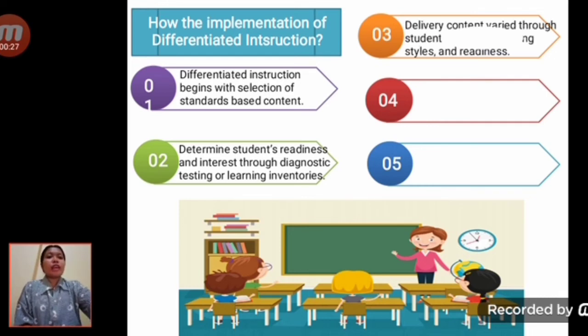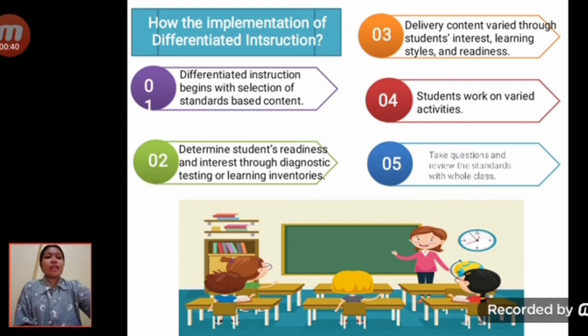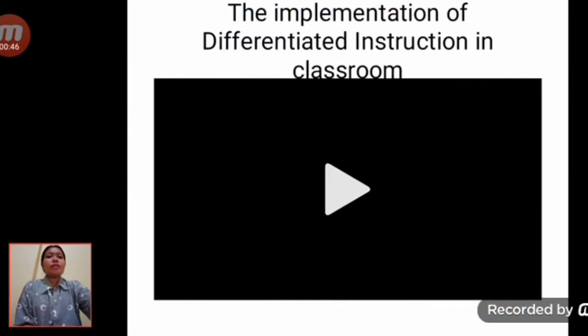The third step is delivering content varied through student interest, learning style, and readiness. The fourth is students work on varied activities, and the last step is take questions and review the standard with the whole class. This is the example of the implementation of differentiated instruction in classroom.